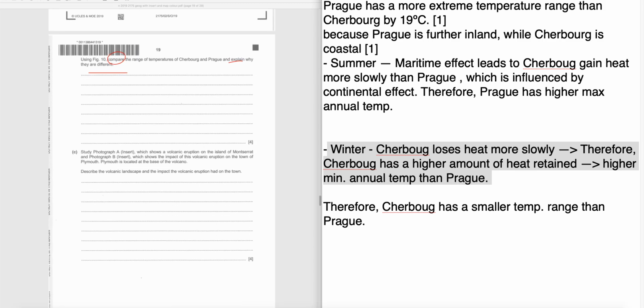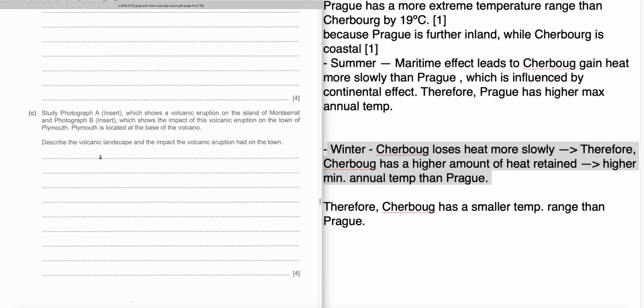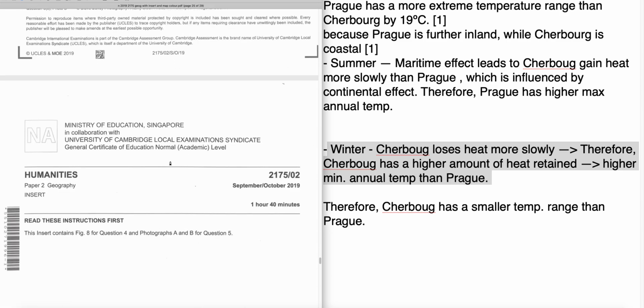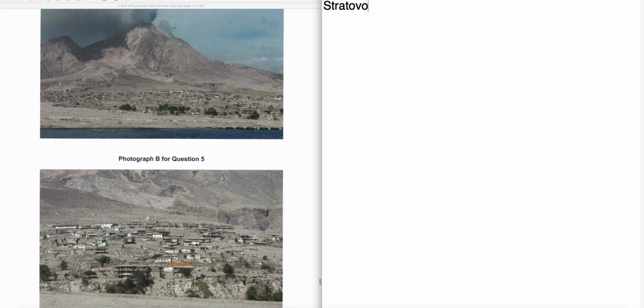Question C. Study photograph A, which shows a volcanic eruption. Okay, and then photograph B shows the impact. Describe the volcanic landscape and the impact the volcanic eruption had on the town. Most of you are able to say that it is a stratovolcano, 1 mark. Okay, so you say shield. Well, why is it shield when the slopes are quite steep?